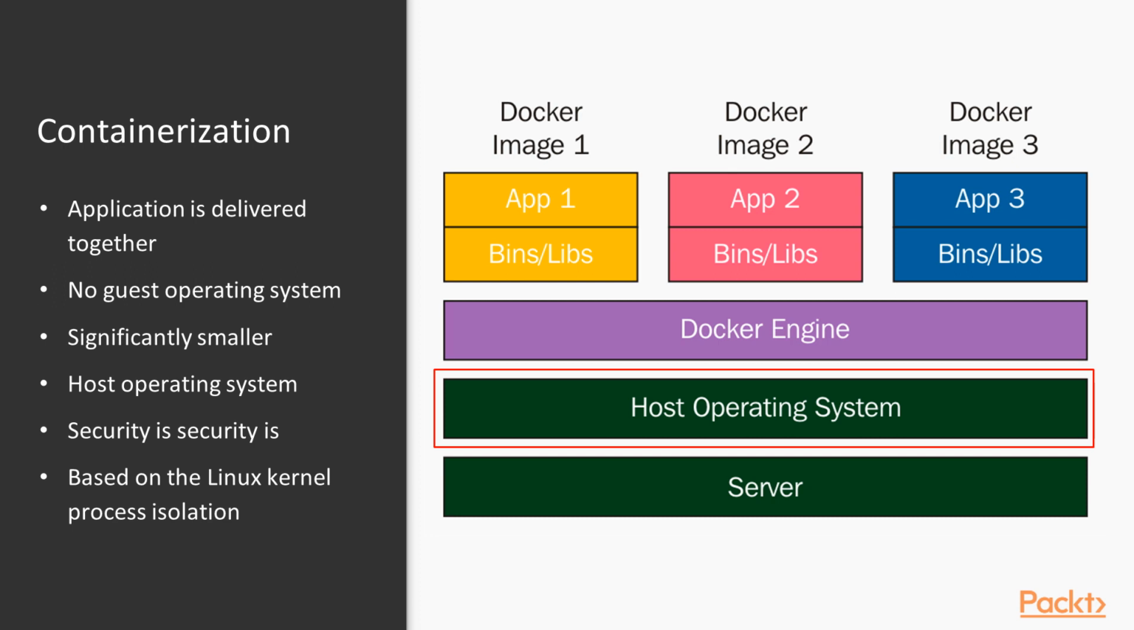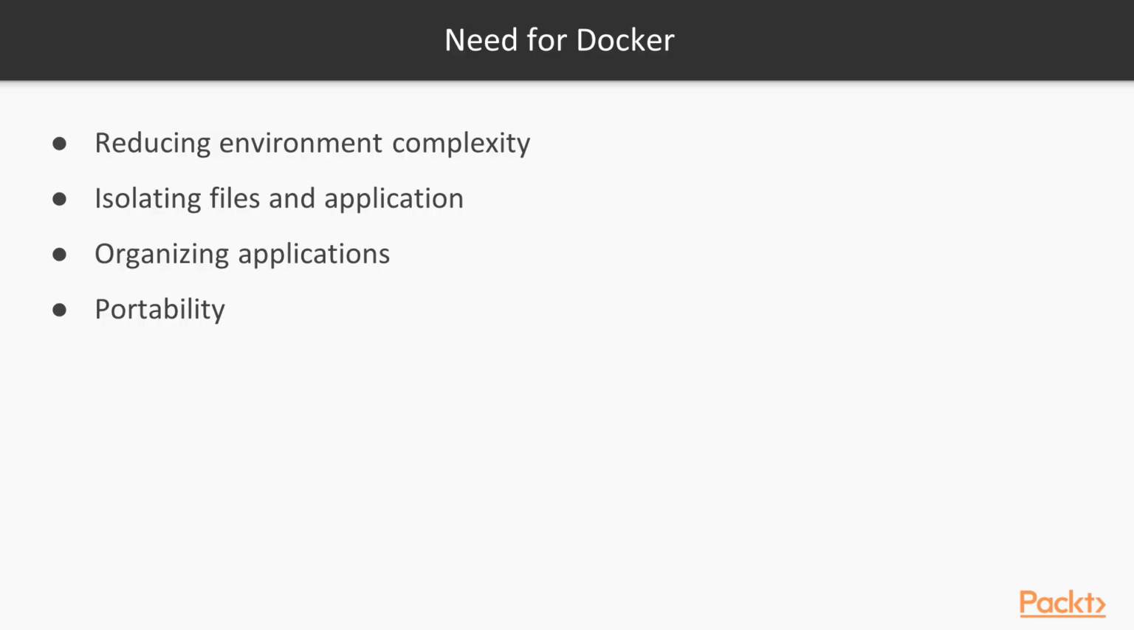To achieve this, Docker Engine creates a set of Linux namespaces and control groups for the container. That is why the Docker security is based on the Linux kernel process isolation. This solution, although mature enough, could be considered slightly less secure than the complete operating system-based isolation offered by virtual machines. Docker containerization solves a number of problems seen in traditional software delivery, such as reducing environment complexity, isolating files and applications, organizing applications, and the last one is portability.